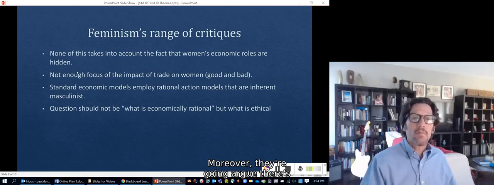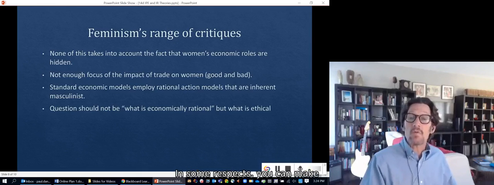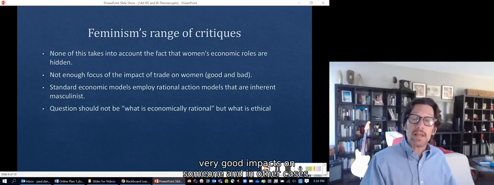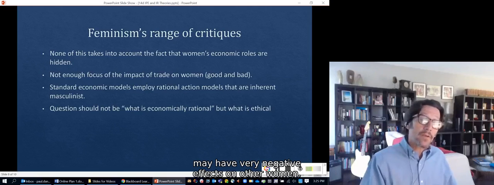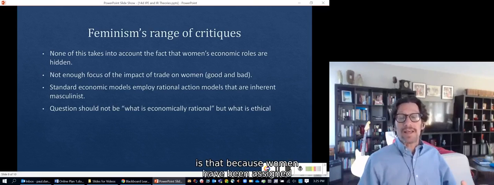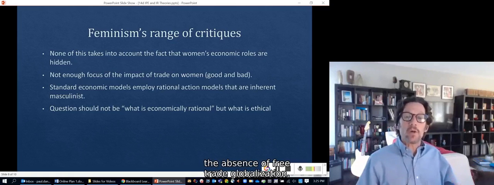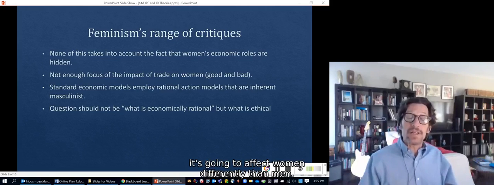Moreover, they're going to argue there's not enough focus in any of this discussion on how trade, free trade and globalization impact women. In some respects, you can make the case that trade and globalization have very good impacts on some women, and in other cases may have very negative effects on other women. But the point feminists are going to make is that because women have been assigned different roles in economies around the world and stuck in different positions, free trade and globalization, or the absence of free trade and globalization, is going to affect women differently than men, and we need to keep an eye on that.